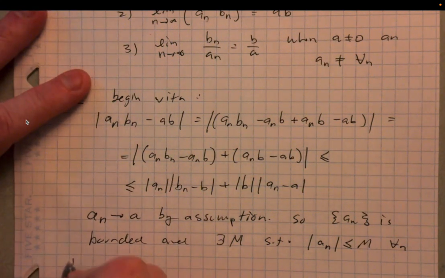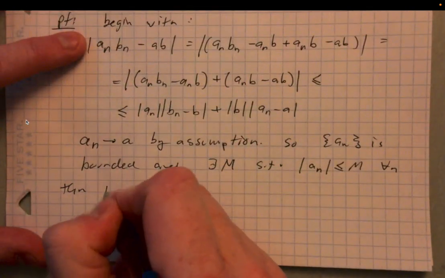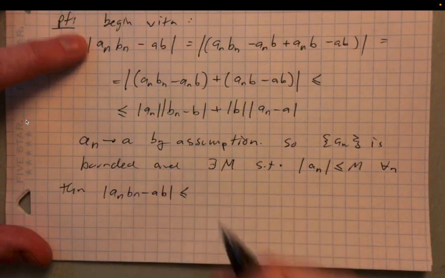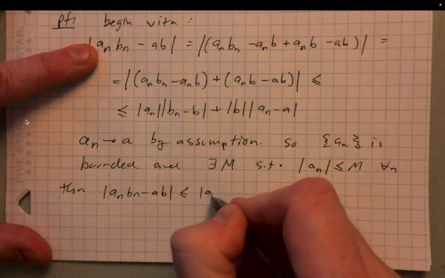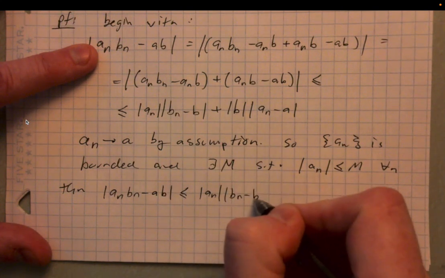Okay, so then, given that, we know that the absolute value of a sub n, b sub n minus ab is less than or equal to, well, we just saw this up above, but I'm going to restate it just so we can follow the thread here.